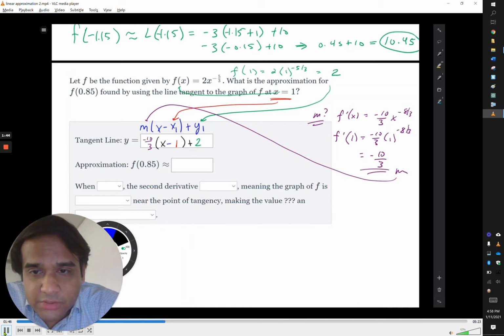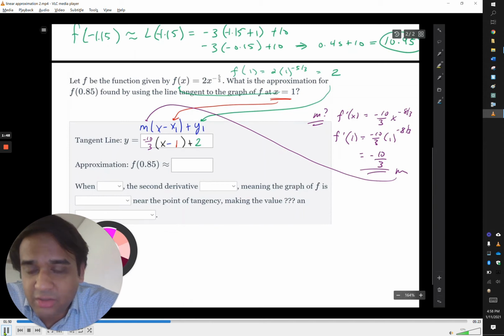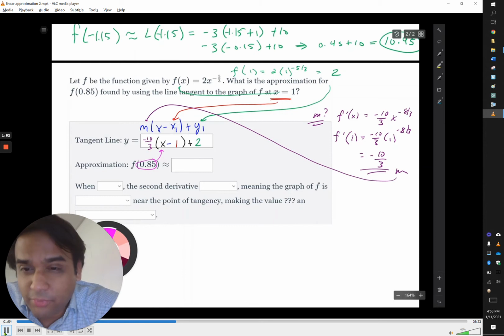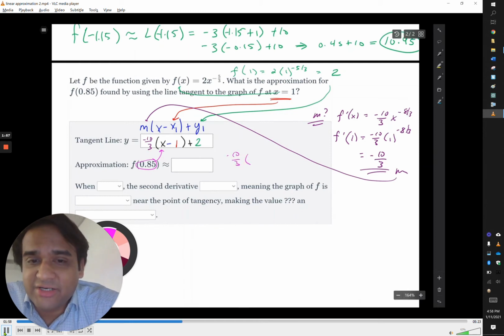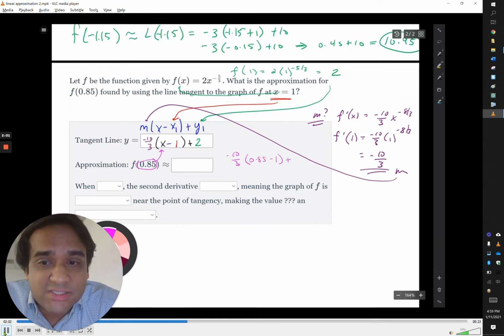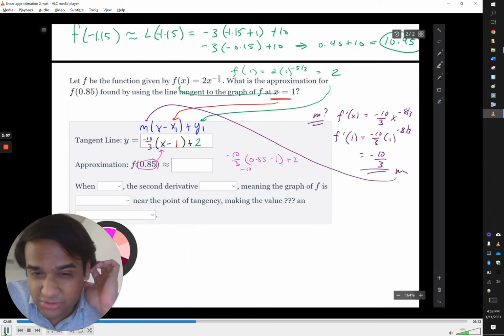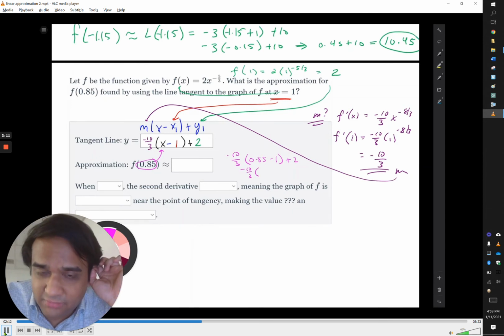Okay, so this line will approximate the function we're given at points very close to 1. And the point of interest is quite close to 1, 0.85. So plugging 0.85 into the given function is hard, but plugging it into the linear equation that we created is relatively easy. So replace x with the point of interest, 0.85. 0.85 take away 1 should be negative 0.15, 15 hundredths.